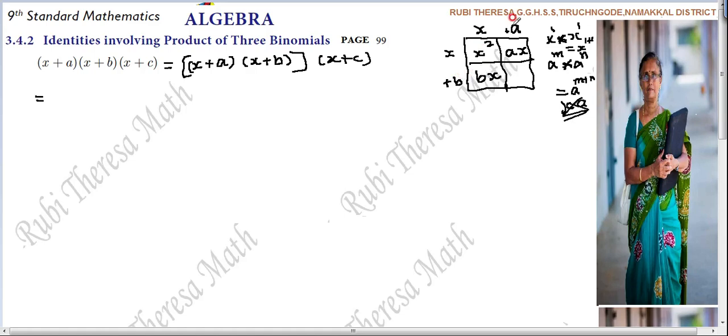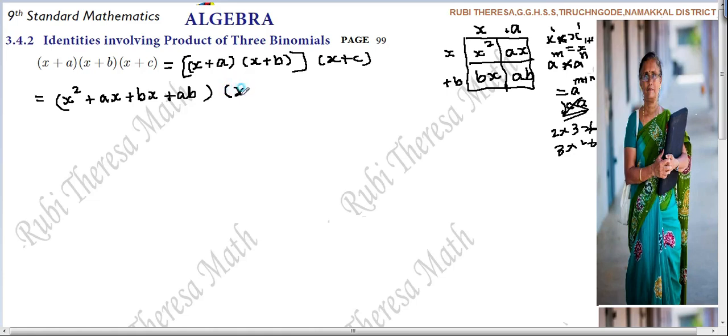Understand? Next, A into B, AB. B into A, BA, AB. Both are same only. Understand? Commutative property. 2 into 3, 3 into 2, both are same only. So A into B or B into A, both are AB. Now, here you can write X squared plus AX plus BX plus AB. Understand? So you multiply these two.